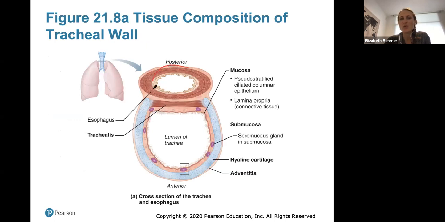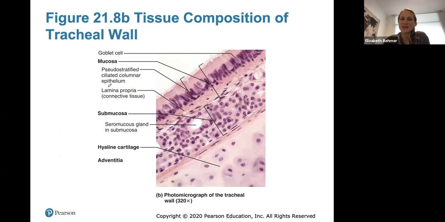You can see this is showing the esophagus behind the trachea. The esophagus can kind of squeeze and become collapsible, but the trachea is always held open by these C-shaped hyaline cartilaginous rings. Here's a look at the epithelial layers of the trachea, the pseudostratified ciliated columnar.